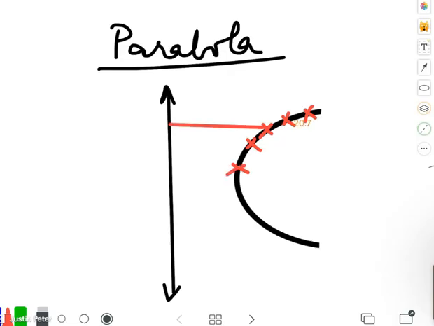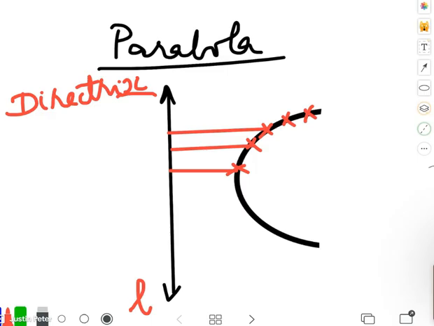Let's take 3 points. So the fixed line, this is your fixed line. The name is L. You have a fixed point.